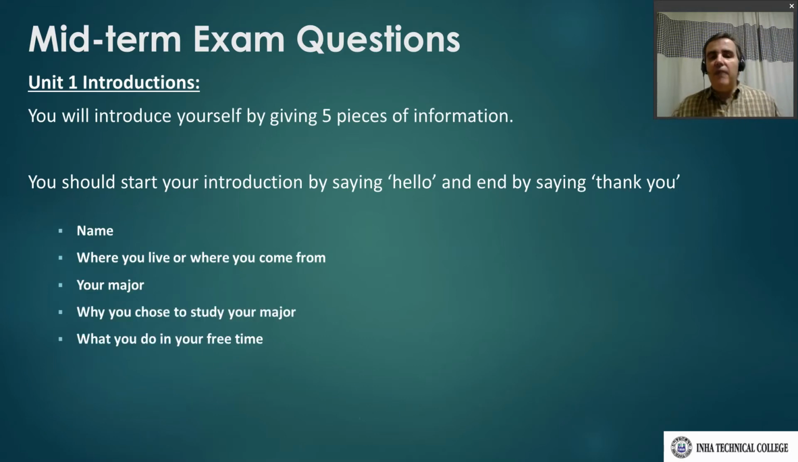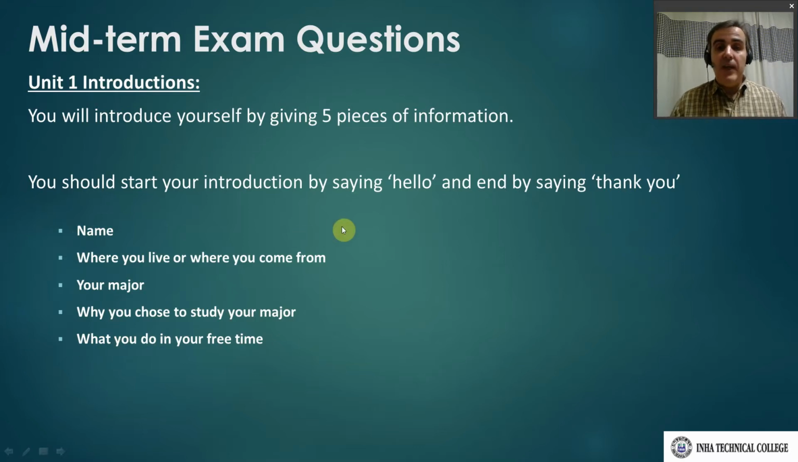First question, every exam paper will have the same question. You are going to introduce yourself by giving 5 pieces of information. Now, you're going to start your introduction by saying hello, and at the end I want you to say thank you, because that just tells me you have finished. Then you're going to introduce yourself by telling me your name, where you live, your major, why you chose to study your major, and what you do in your free time.